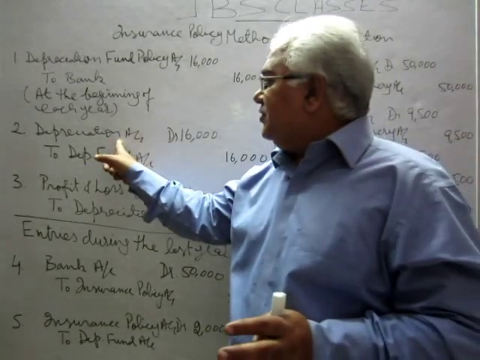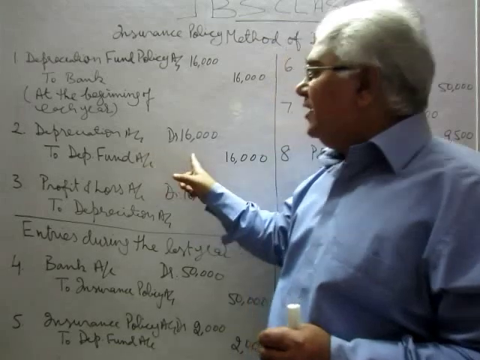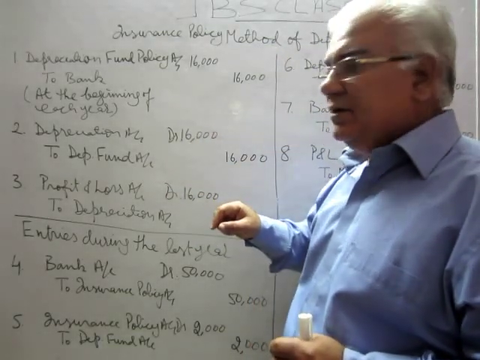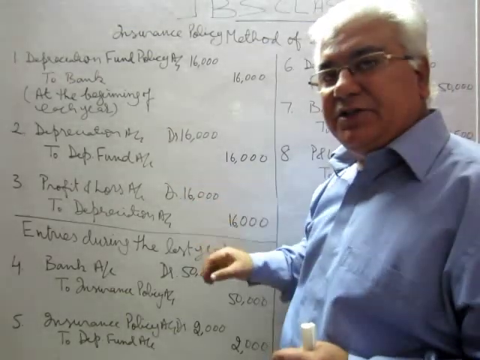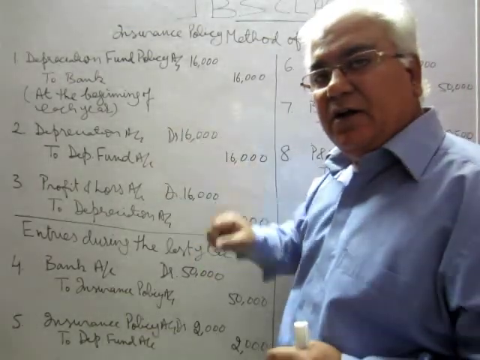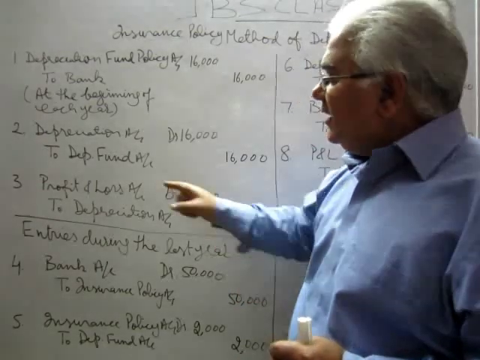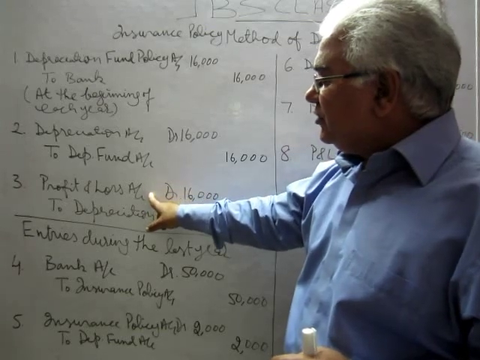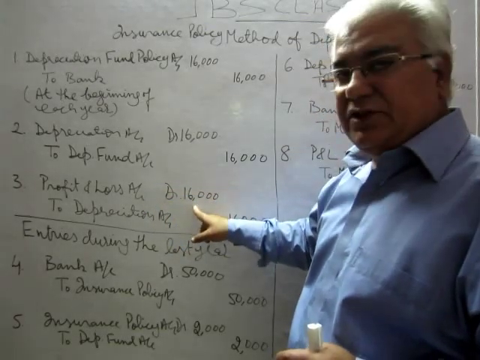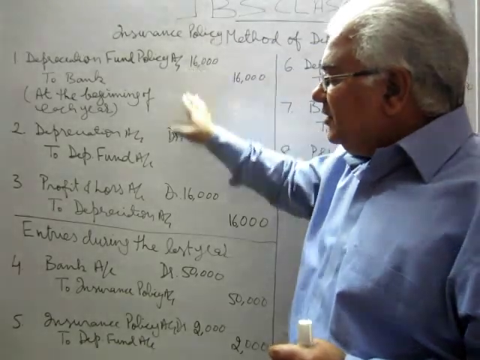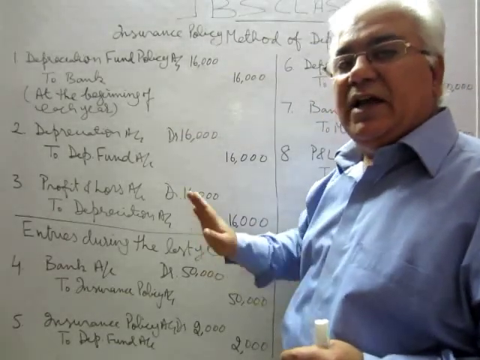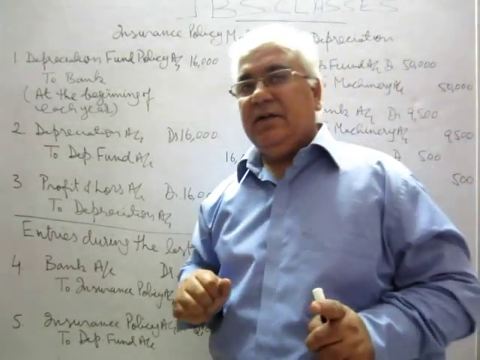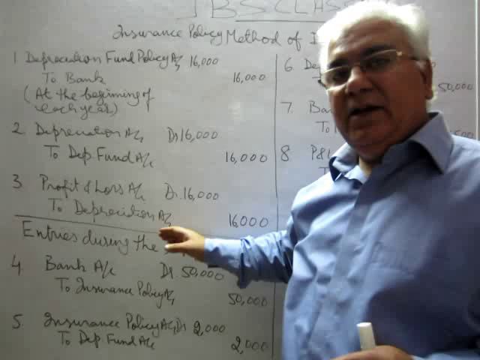Second, depreciation account debit to depreciation fund account. This entry is made at the end of each year. This is basically charging of depreciation and creation of depreciation fund account. Third entry is charging our profit and loss account with depreciation account, 16,000. All these three entries are made throughout the life of the asset, all the years. But in the last year, of course, these three entries will be made.